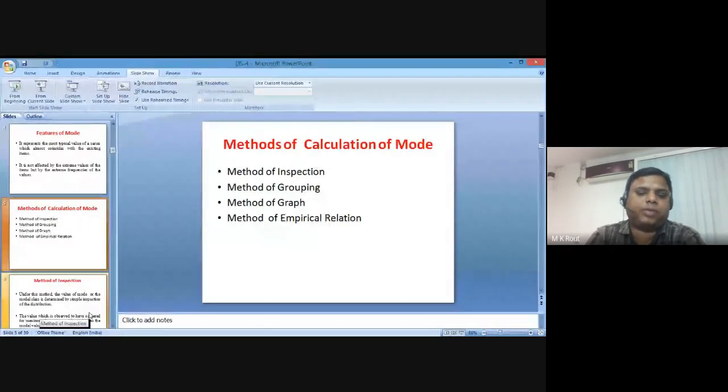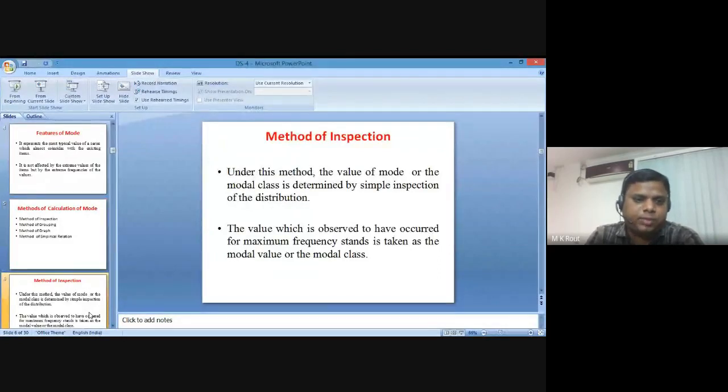In the method of inspection, the first method of finding mode, the value of mode or the modal class is determined by simple inspection of the distribution. I repeat, in this method, the value of mode or the modal class is determined by simple inspection of the distribution. The second point in the method of inspection: the value which is observed to occur with maximum frequency.